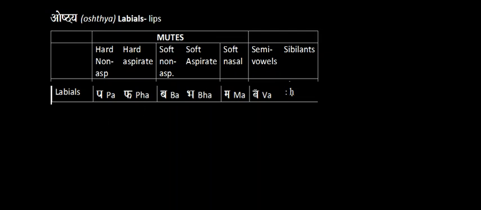And then we have the semi-vowel va. So your lips need to come together to pronounce these consonants. And that's why they're considered to be labials, where you're using your lips. And now I will show you how to write them out.